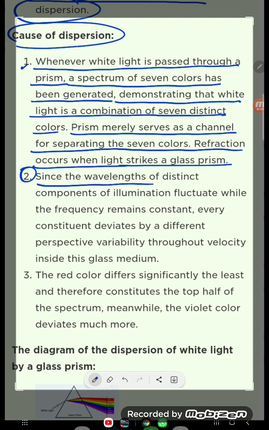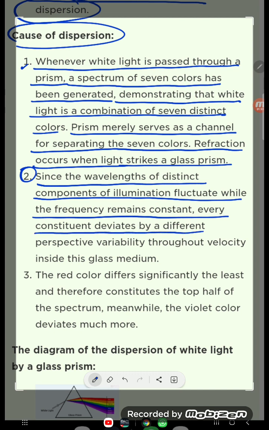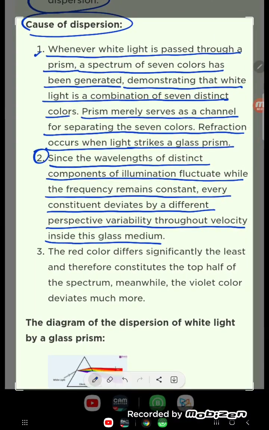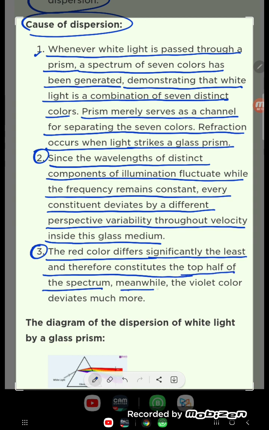Second one, since the wavelength of the distinct components of the illumination fluctuates while the frequency remains constant, every constituent deviates by a different amount due to variability in velocity inside the glass prism. Now, the last point which we have to understand, the red color deviates the least and therefore constitutes the top half of the spectrum. Meanwhile, the violet color deviates much more.